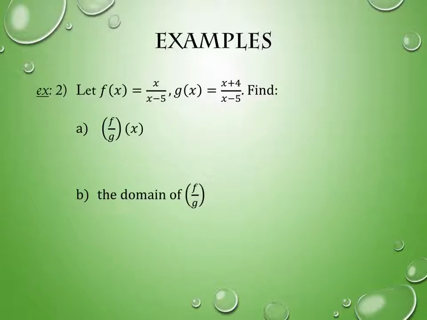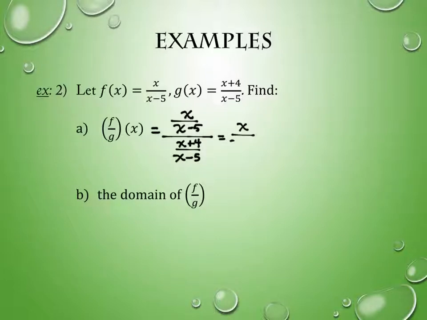On part A, it asks me to find f over g, right? Division. So I can write that as x over x minus 5 over x plus 4 over x minus 5. We've seen this kind of function before. Do you remember what we called it? Called a complex equation or complex function. Fractions within fractions. So how are we going to change this so I don't have a fraction within a fraction? Do you remember? Yeah, we can multiply by the reciprocal.